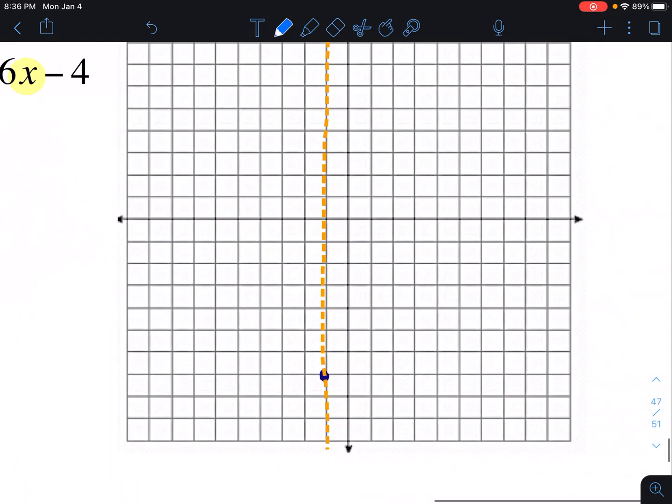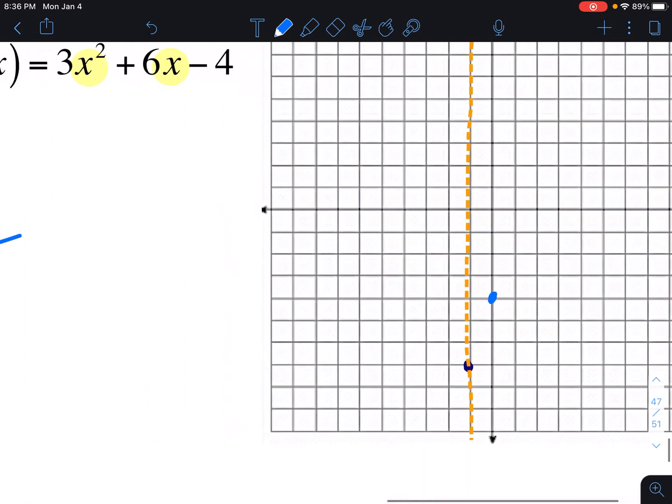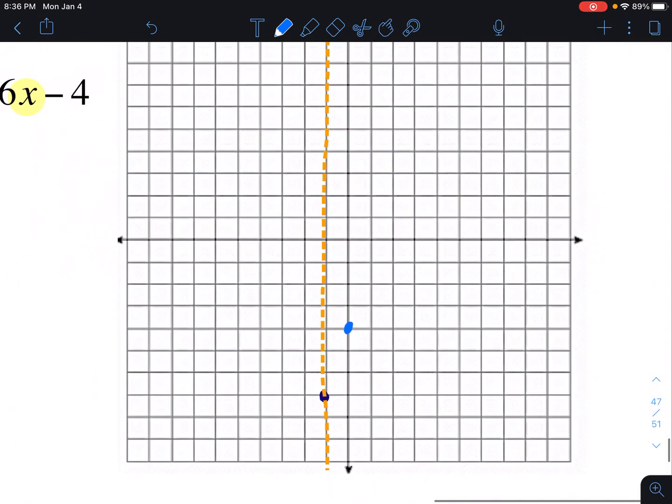Let's go plot my points. (0, -4). Nope, not there. (0, -4). And then (1, 5).